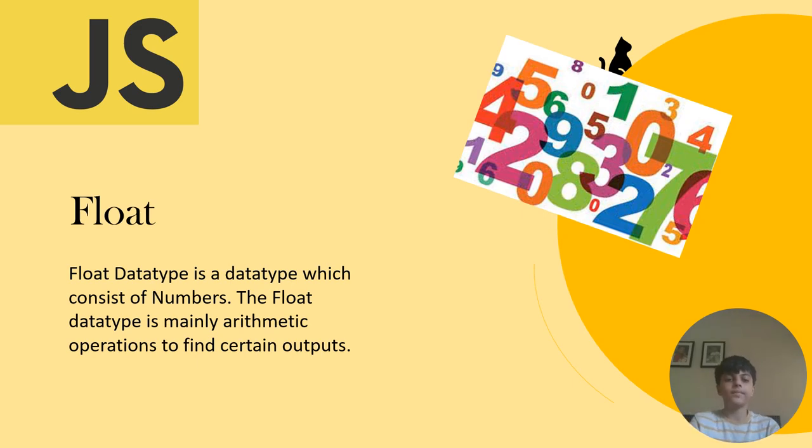The float data type. The float data type is a data type which consists of mainly numbers. Like I said earlier, you can add, subtract, and divide float data types, but you cannot subtract numbers as a string data type. That's why most numbers are written as floats.